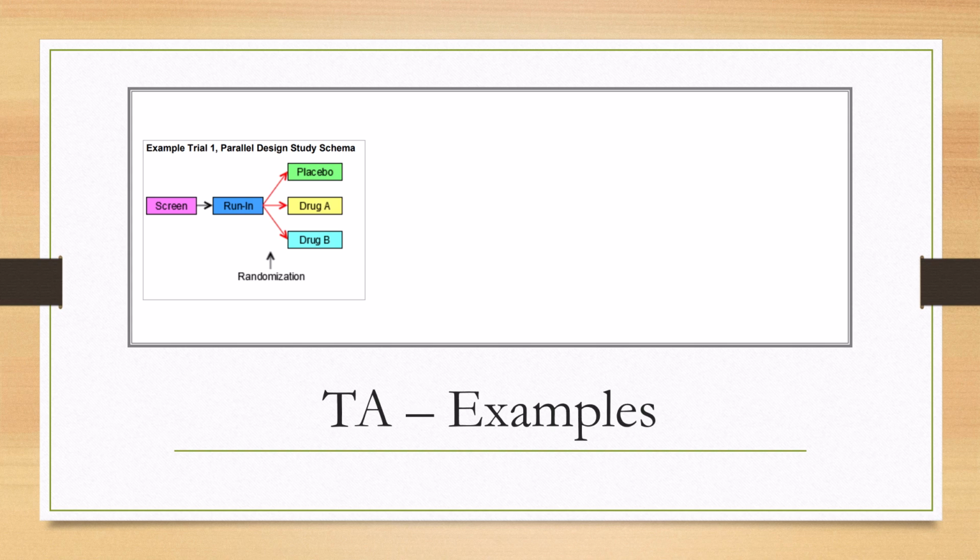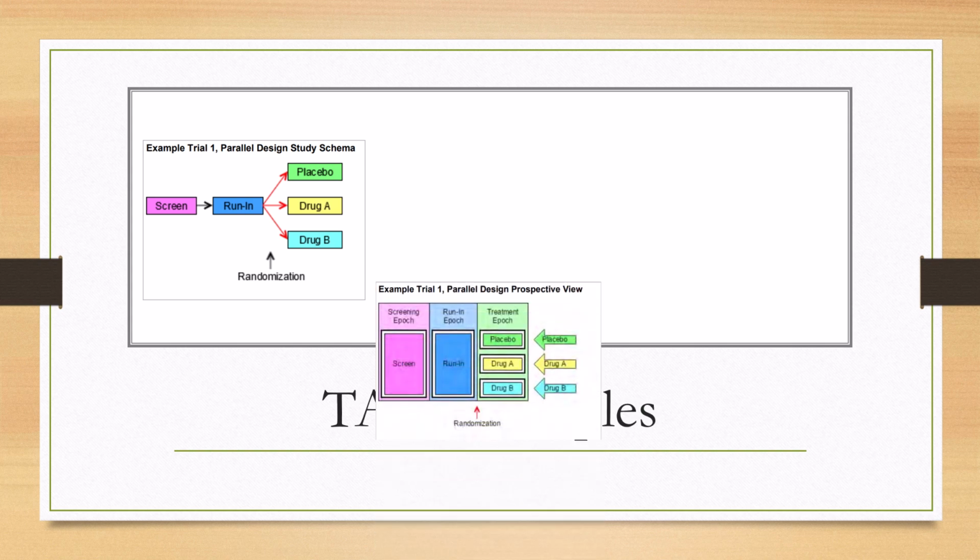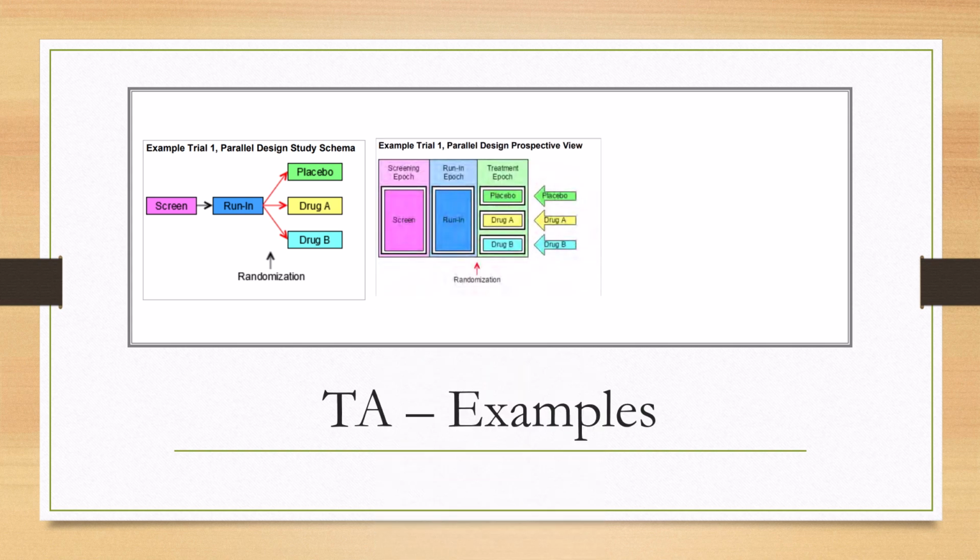Please note that the screening and run-in epoch or element are common for all the subjects, and the only distinction is to which treatment the subject is randomized. Because of this, each and every subject will undergo the screening epoch, and then the run-in epoch, with the screening and run-in element. But after randomization, they will receive either placebo or drug A or drug B as the treatment in the treatment epoch.